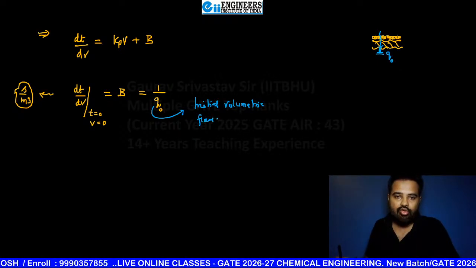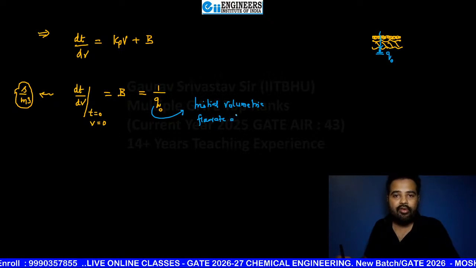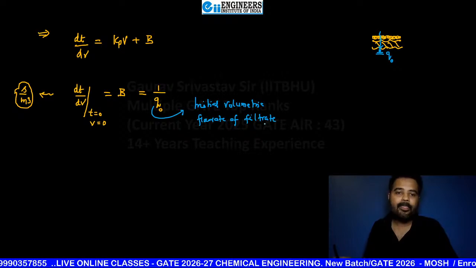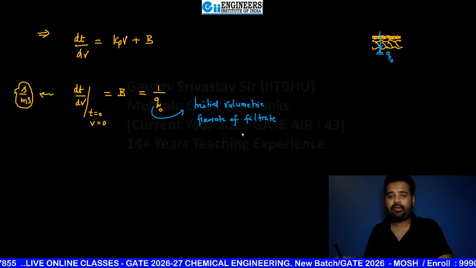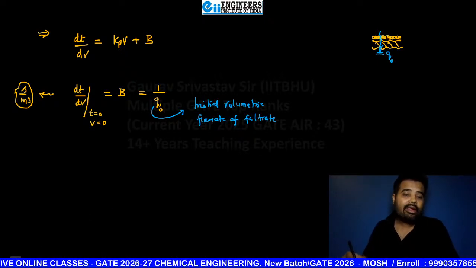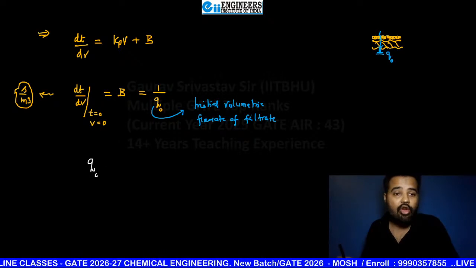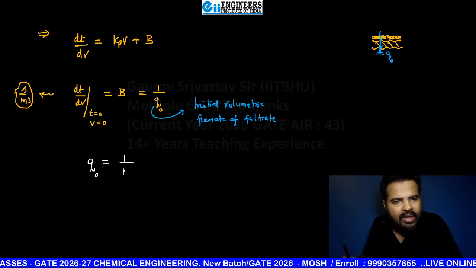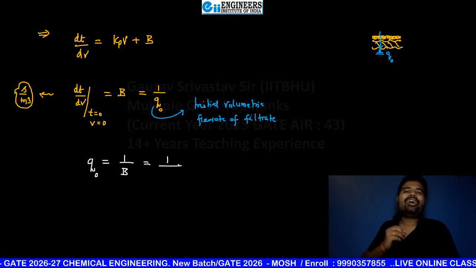Sir, can they ask a question from this? Yes, beta. Initial volumetric flow rate of filtrate. Okay. I hope every student is feeling comfortable. If they ask in your examination to tell the initial volumetric flow rate of filtrate, no need to worry, yaar. It is 1 by b. And you know the value of b, you just calculated it.